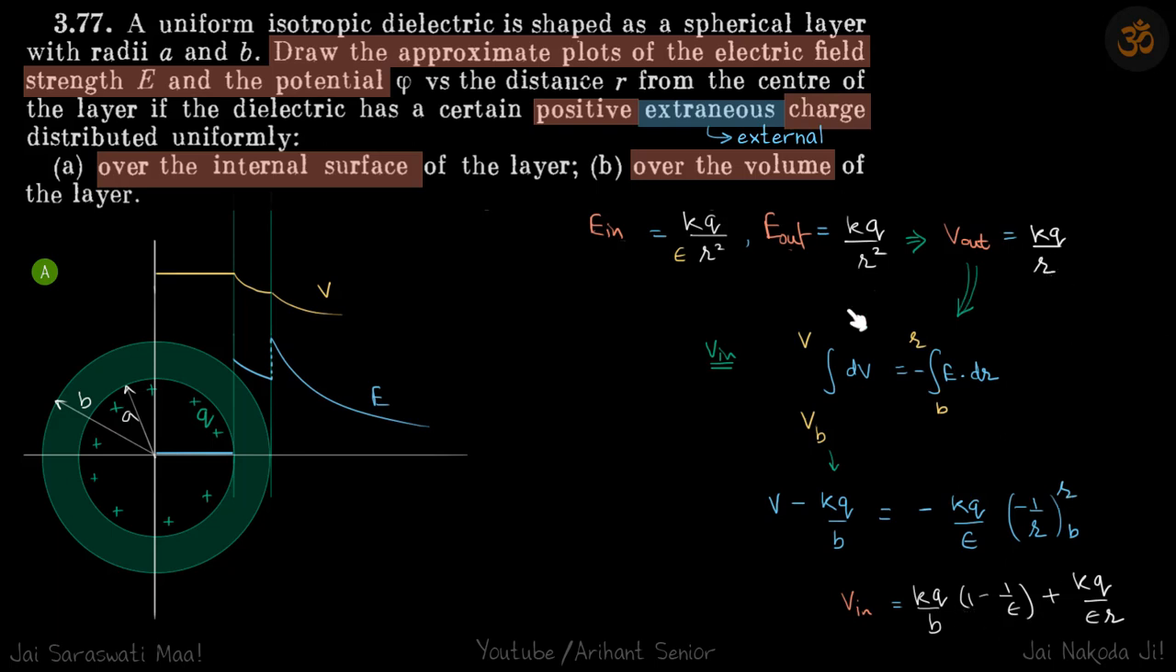So this is continuous at the surface, like this. Electric field, however, can jump, as in this case, which is also possible. Now in the second part, the charge is distributed over the volume.